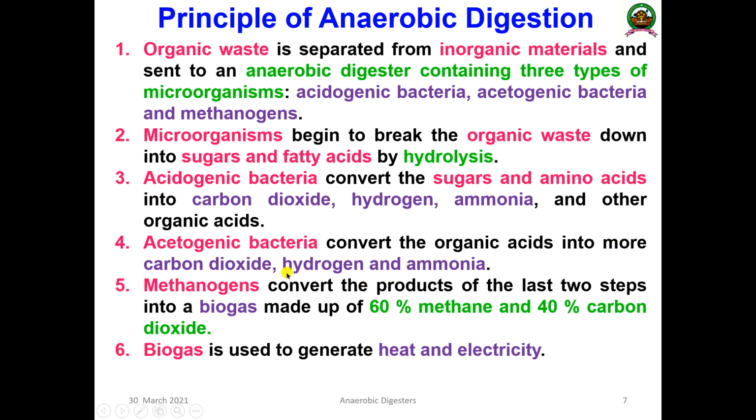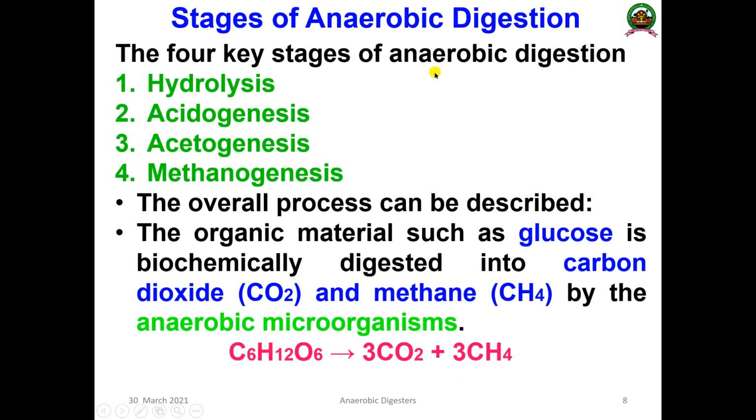Then the last step, the methanogens, which convert the products of the last two steps, both the acidogenic stage and the acetogenic stage, into biogas. And due to this particular process, approximately 60% methane and 40% carbon dioxide can be produced. Sometimes it is 60 plus 30 plus 10 other components such as hydrogen and other very minor gases. And this biogas is used as the source for heat and electricity. So these are the various stages. We are going to discuss the details about these particular stages.